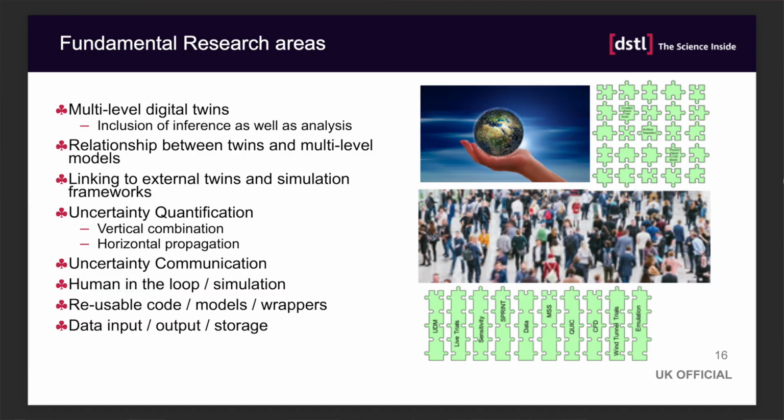So the fundamental research here, hand that over to academia. Multi-level digital twins, what do I do? How do I link them? What does my uncertainty quantification look like? Not just vertically, but horizontally, when I've got multi-scale, multi-fidelity models of the same thing. What do I do with human in the loop? How do I reuse code? How do I get data in and out?